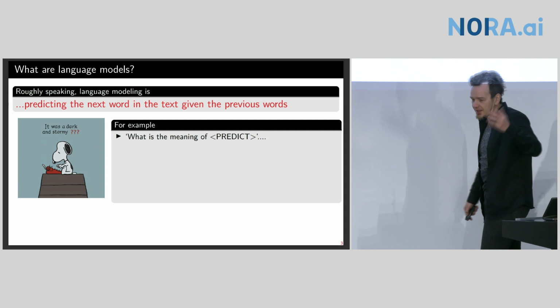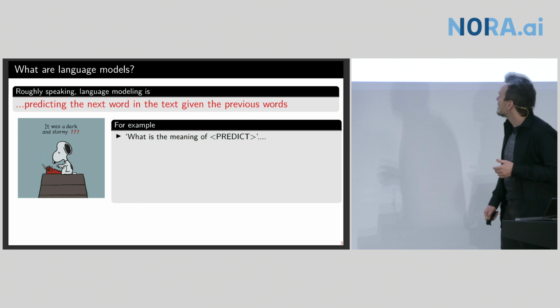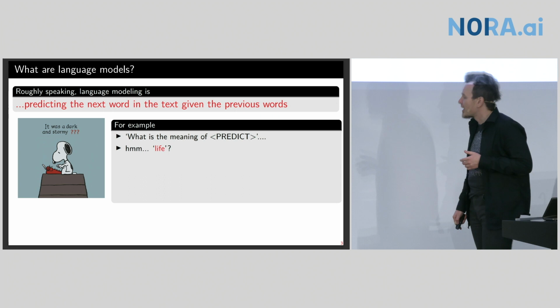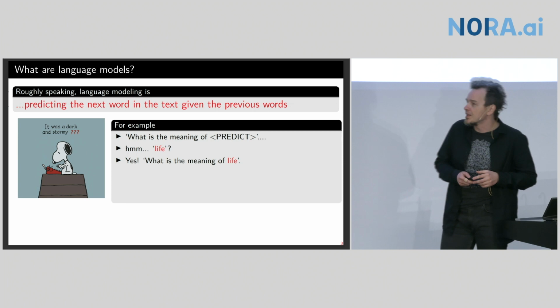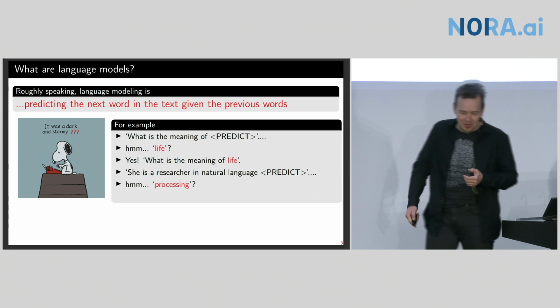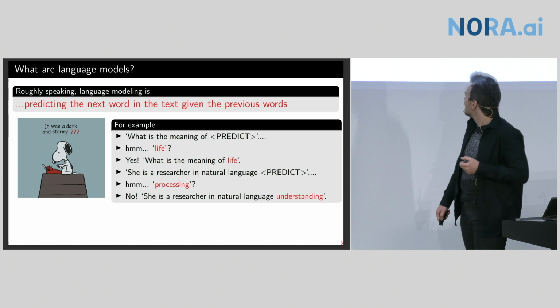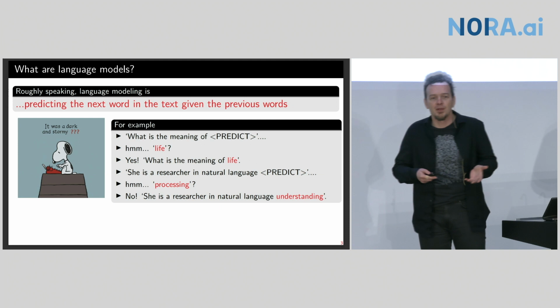So we can ask a system, whatever the system is, human brain or a computational system, what is the meaning of something? And then the system should predict the word which is masked with this predict mask. And we can say, okay, what is the meaning of, probably the next word is life. And then, yes, we are saying that the system is correct, the answer was correct, so the system is rewarded. Or she is a researcher in natural language, and then the next word will be, yes, processing, sure, you're correct. Or maybe not. Maybe, in fact, the correct answer was understanding. Maybe she is a researcher in natural language understanding. And then we reward the system negatively. Actually, this is, in part at least, how human children learn to speak and understand human languages.